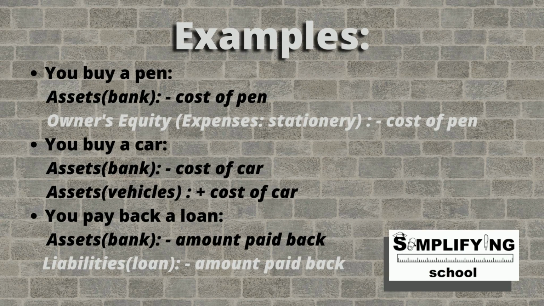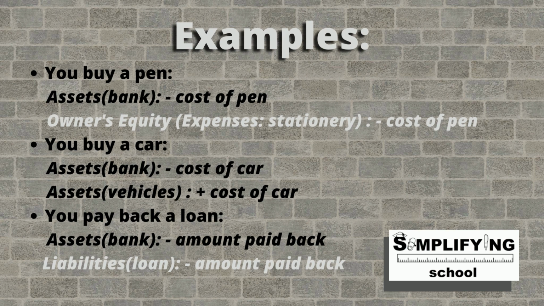Let's look at examples. When you buy a pen, your assets will decrease, or there would be a negative effect on your assets, because you are losing money. Money is an asset. So you are giving out money, therefore your assets would decrease by the amount of the cost of the pen, usually coming from your bank account when you work with business aspects, or your petty cash. Both are assets, so both would be negative.